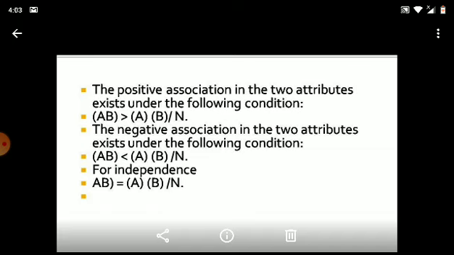The positive association in two attributes exists if the condition (AB) is greater than (A)(B) over N. (AB) means the first entry, which has both A and B. The negative association exists when (AB) is less than (A)(B) over N. The (AB) bracket indicates the joint frequency, (A) and (B) are the independent totals of attributes A and B, and N stands for the overall total.